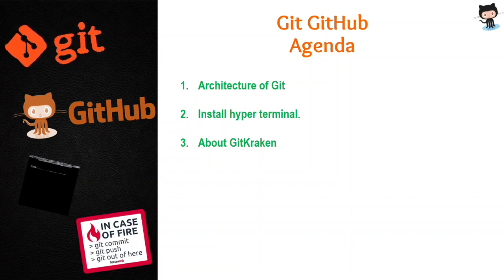Similarly, for terminals, we have the CMD, that is the basic terminal. We have Git Bash. We have a hyperterminal also. There are many differences between the Git Bash and the hyperterminal. Hyperterminal is mostly used by many developers nowadays, because it comes with a lot of customization. You can have plugins, you can have so many things.